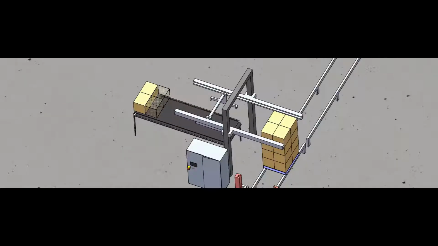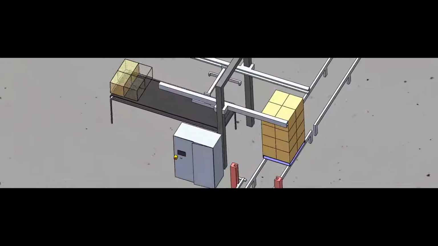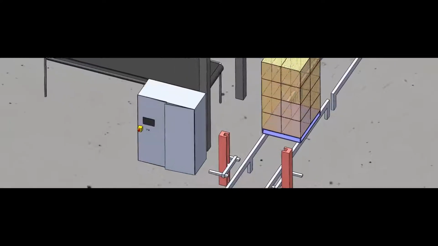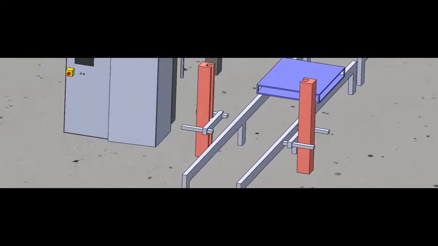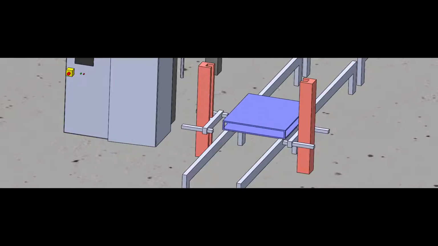The boxes are sent to the discharge area. This process is repeated by the depalletizer robot until the pallets are empty. Next, the empty pallet travels to a magazine where pallets are stacked.